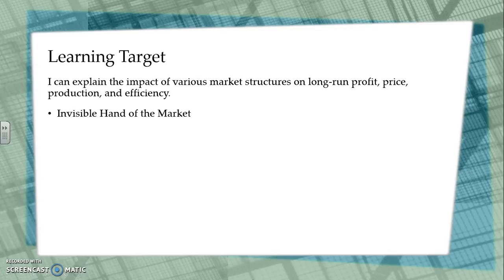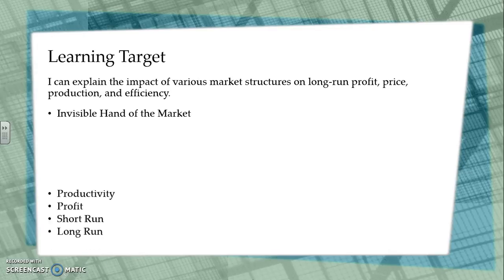Very quickly, the invisible hand of the market. You probably remember that from Unit 2 when we studied supply and demand. That's when the voluntary, self-interested buyers and sellers do what is required, all the little components of bringing a product to market and selling the product, in order to make the product successful.